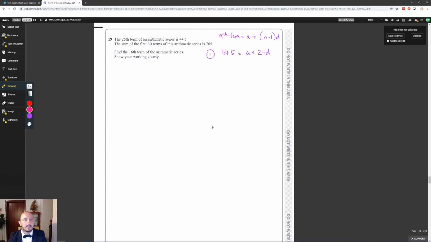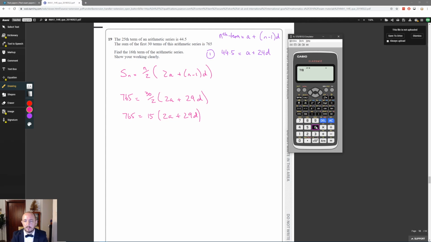The second is that the sum of the first 30 is 765. So the formula in the front is the sum of the terms is n over 2, 2a plus n minus 1 d. So 765 is 30 over 2 times 2a plus 30 minus 1 d. We'll clear that up a little. 15 times 2a plus 29d. Does 765 divide by 15?